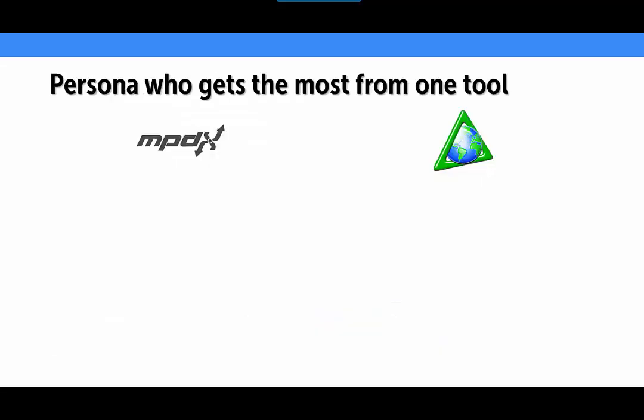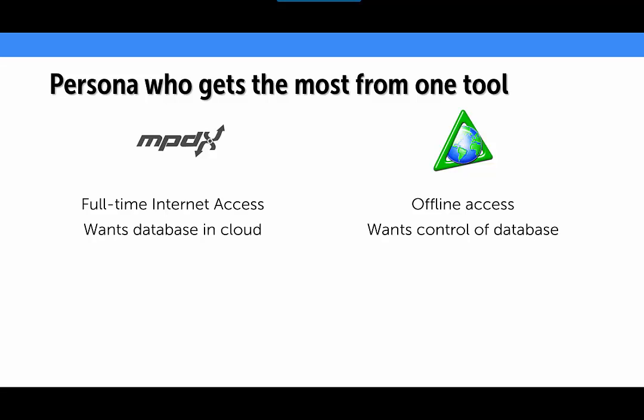So let's ask this question: who's going to get the most from one tool or the other? If I'm using the same 20 to 30% that's in MPDx, why would I lean one way or the other? Well, a person who has full-time internet access, obviously that's kind of non-negotiable. If you don't have full-time internet access, MPDx simply will not work for you. But if you do have full-time internet access, then that is not a part of the equation. So TNT, conversely, is for those who value or need offline access.